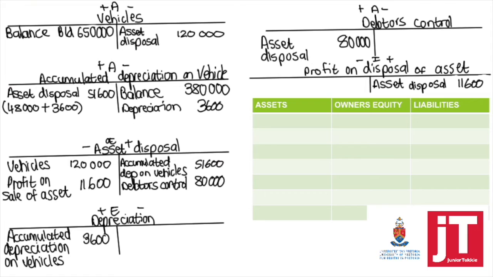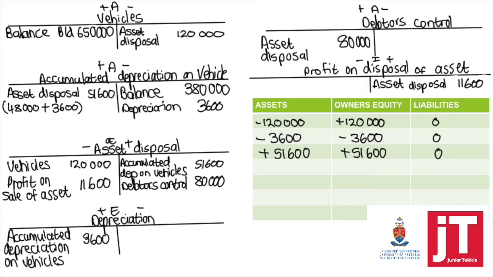To show the effect on the accounting equation, step 1, the cost, assets plus, owner's equity plus. Step 2, update the depreciation, assets minus, owner's equity minus. Step 3, take out the total accumulated depreciation, assets plus, owner's equity plus. Step 4, record the selling price, assets plus, owner's equity plus. And the last step, calculate profit or loss on the disposal of the asset. We made a profit, so owner's equity plus minus.